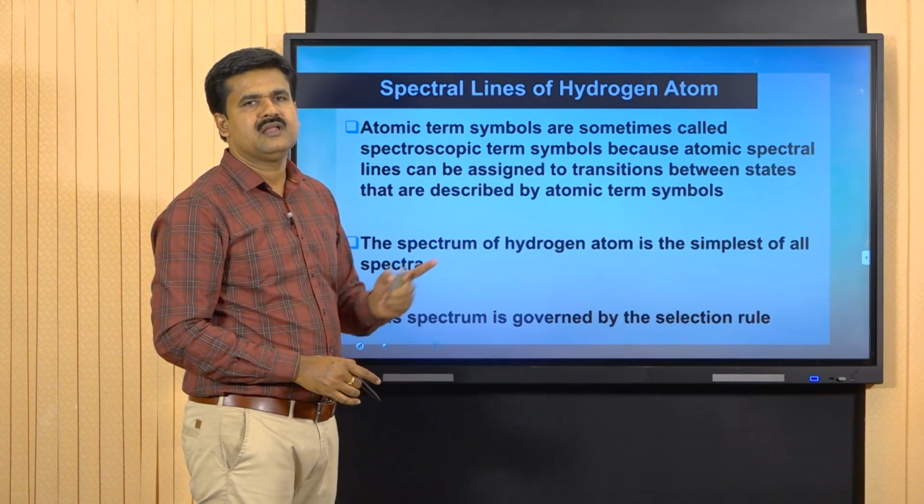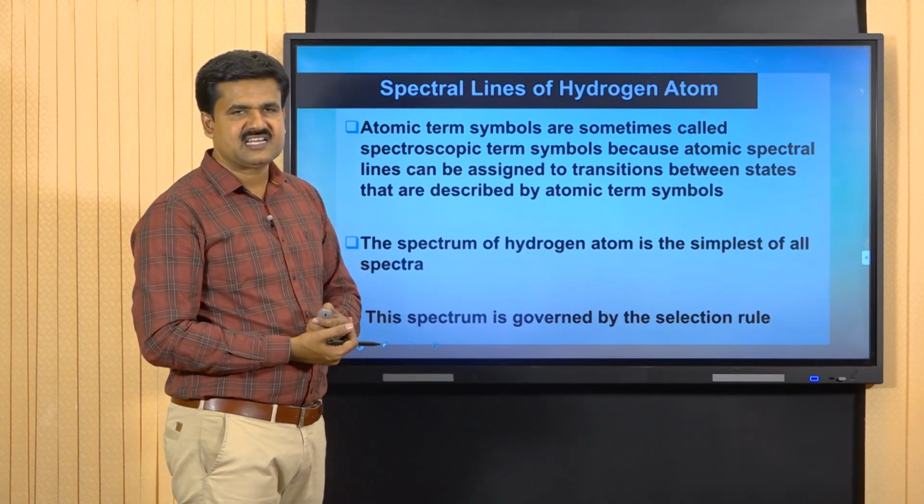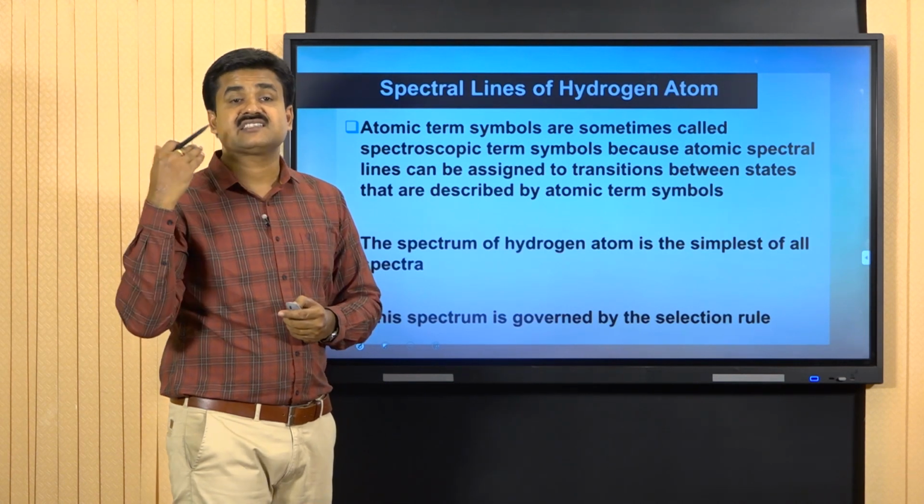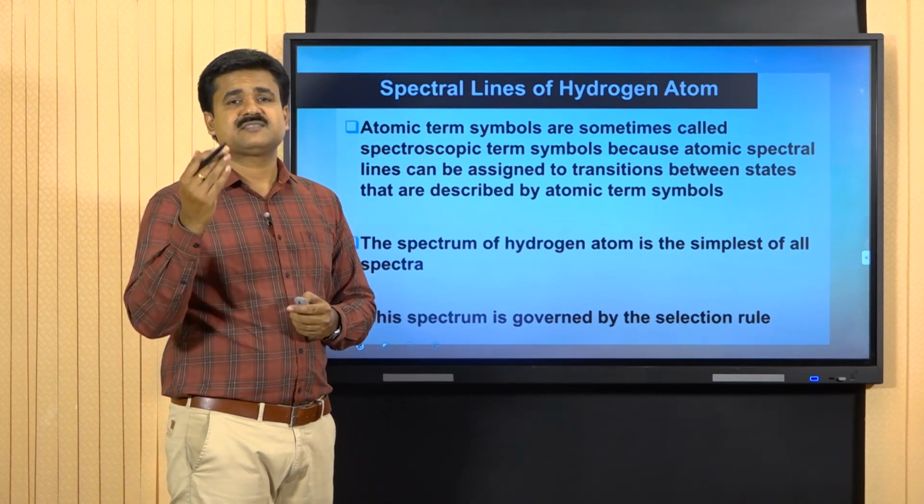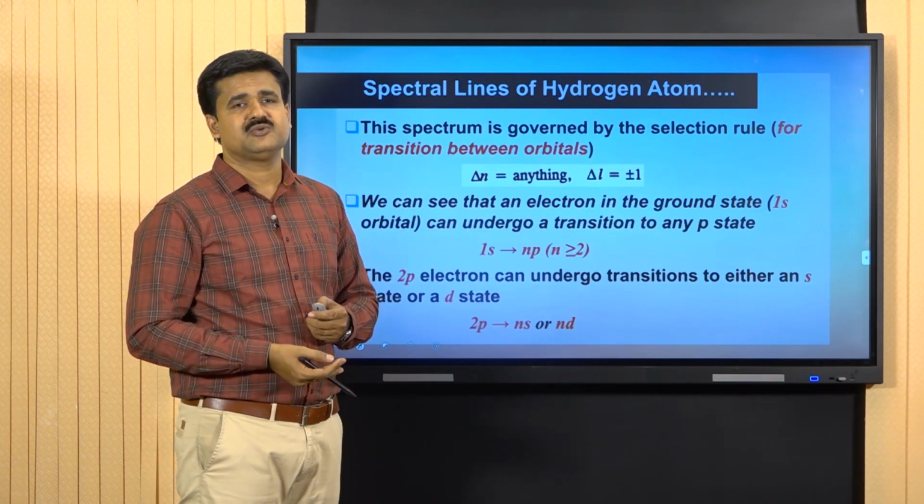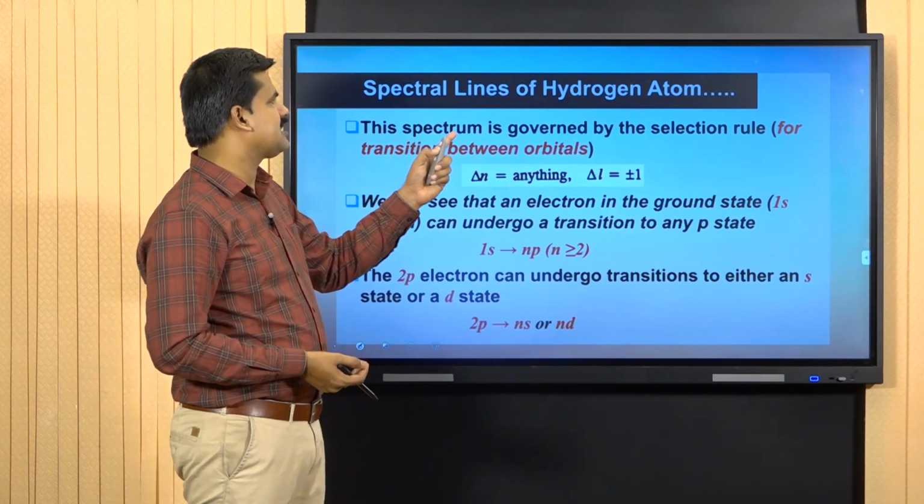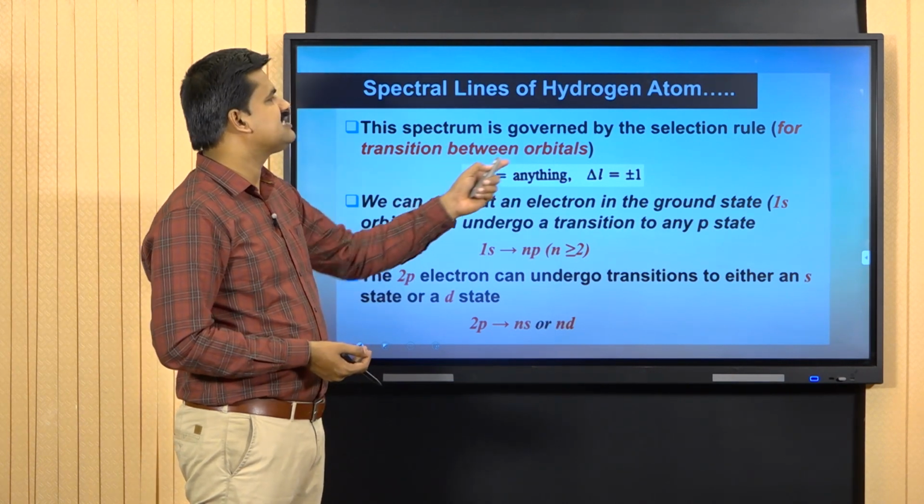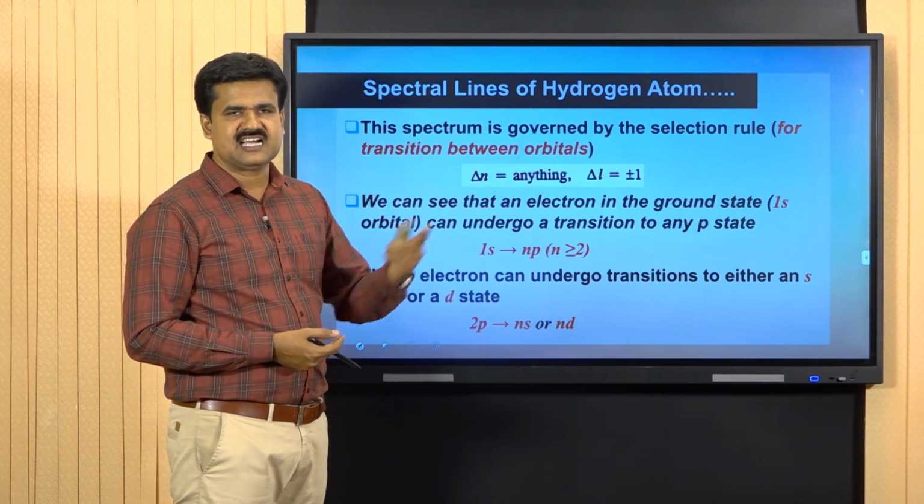Now, spectral lines of the hydrogen atom. Atomic term symbols are sometimes called spectroscopic term symbols because atomic spectral lines can be assigned to transitions between states that are described by atomic term symbols. The spectrum of hydrogen is the simplest of all spectra. This spectrum is also governed by selection rules, the selection rule for transition between orbitals.